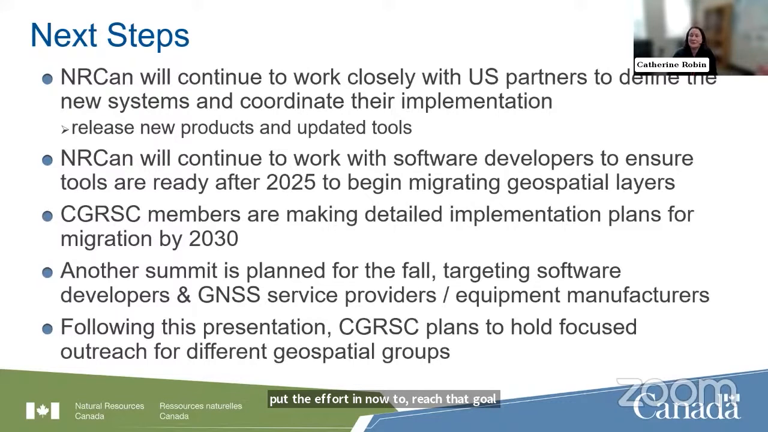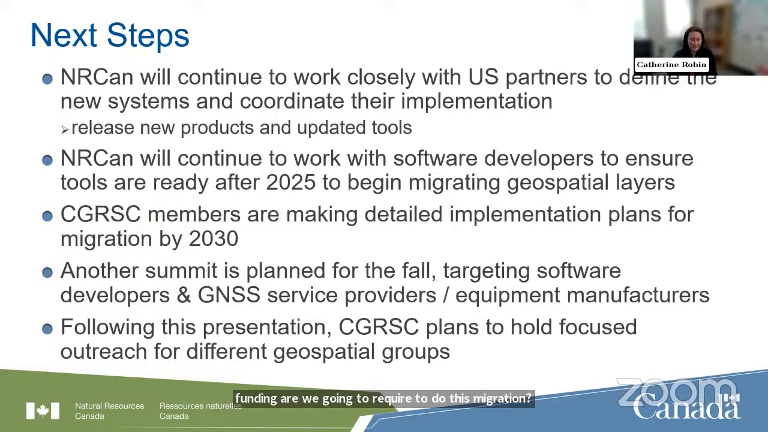Next steps for us. We'll continue to work closely with our partners in the US to define the new systems and to coordinate their implementation. So when are they going to get released? How are we going to be doing the versioning? These are all the discussions we're having right now. We'll continue to work with software developers to ensure the tools are ready after 2025. The CGRC members are making detailed plans now. So we've moved from what should we do at a high level to what software we're going to use, what kind of field work is going to be required, and what kind of funding we are going to require to do this migration, still targeting 2030.